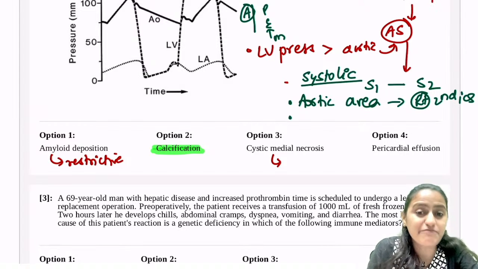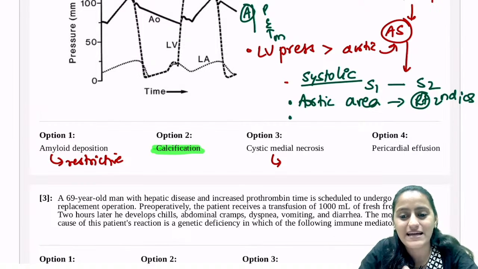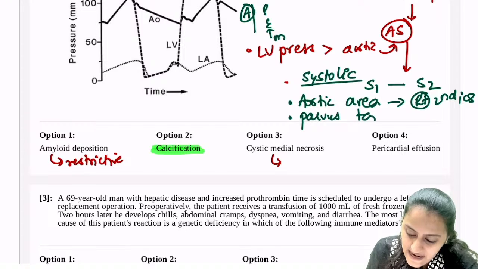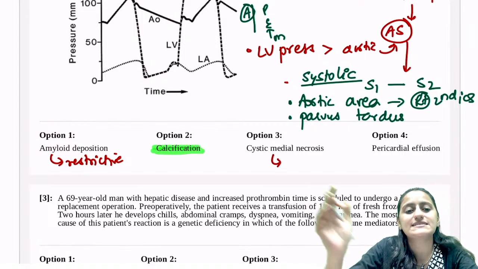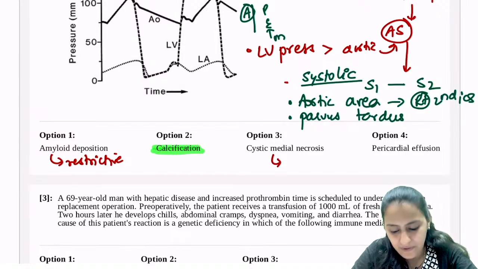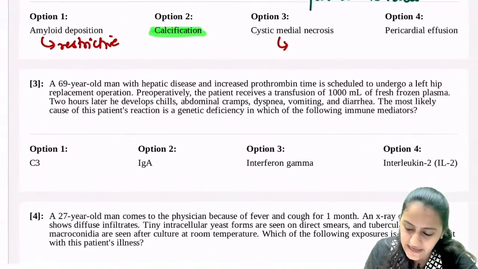And what kind of waveform, the pulse waveform do you get? Because of aortic stenosis, the slow rise which is there, it is pulsus parvus tardus waveform. Okay, the slow rising waveform that you get, right? That is pulsus parvus tardus waveform. Okay. So that was the second question, guys. Going on to the next one.